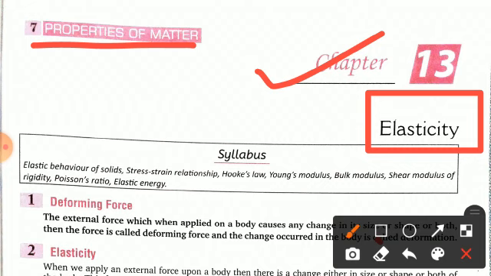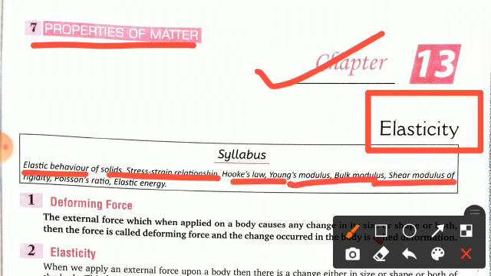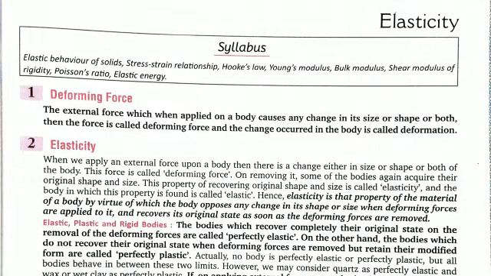So before starting the chapter, just have a look over the syllabus of what we have to cover in this chapter. We have to study the elastic behavior of solids, stress-strain relationship, Hooke's law, Young modulus, bulk modulus, shear modulus, rigidity, Poisson's ratio, and elastic energy. Clear? So first we will discuss the deforming force.